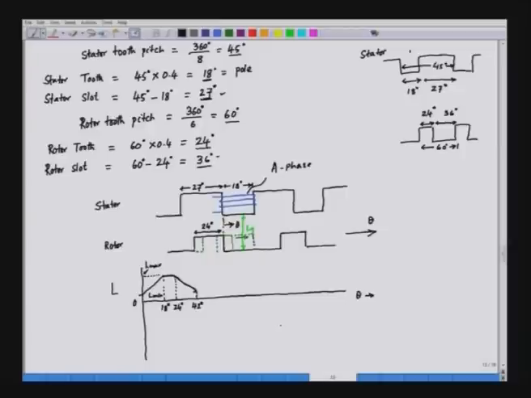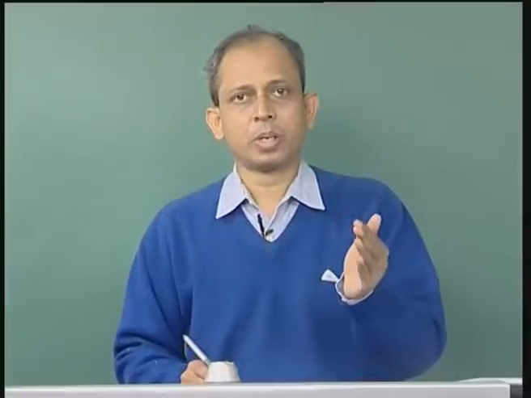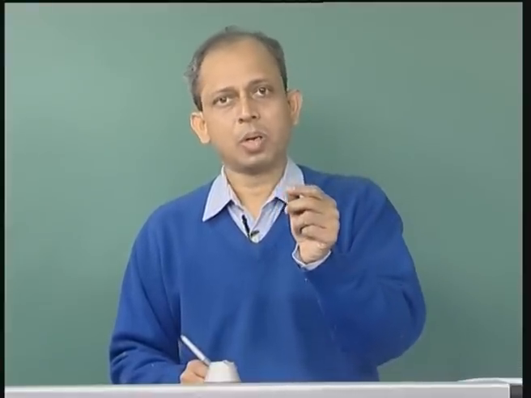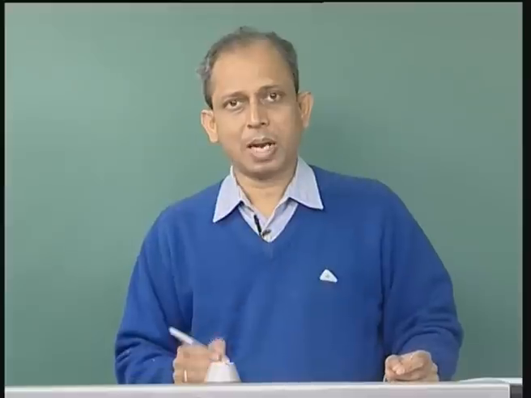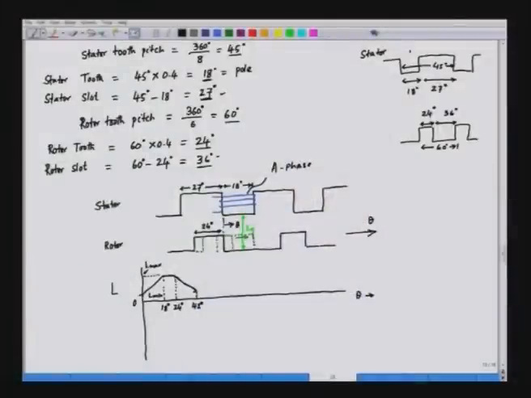So, this is how the inductance varies. It goes from a minimum value to a maximum value linearly. We are in fact neglecting the fringing effect. It goes from minimum to maximum, then stays for some time at the maximum value, again goes to the minimum value, and at that minimum value it will again stay for some time. So, at the minimum value it will stay for, this angle is in fact 36 degrees, it will stay at this minimum value for again 18 degrees.